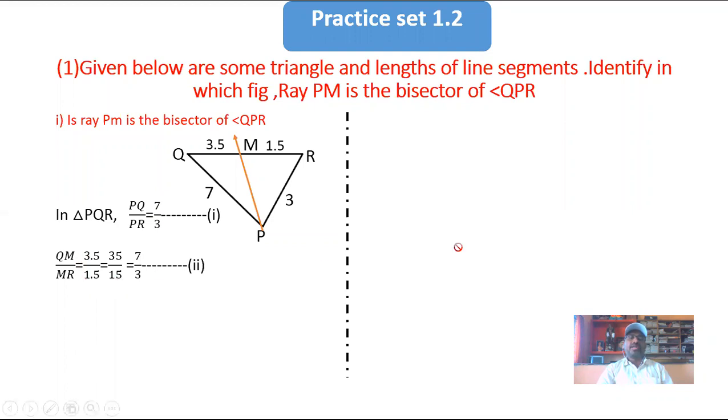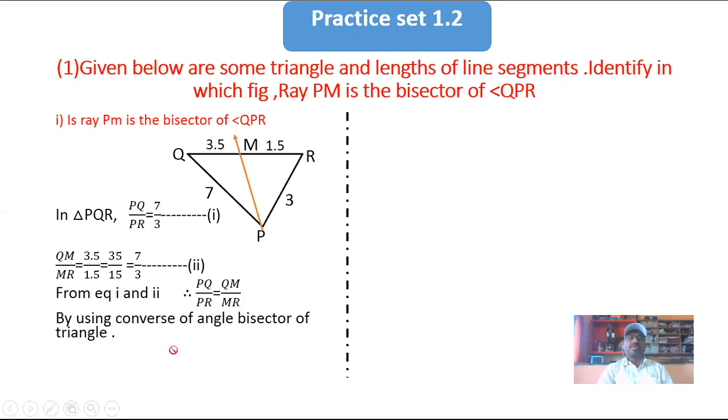Then by using the converse, from equations 1 and 2, PQ to PR is equal to QM to MR. By using the converse of the angle bisector theorem, when these two ratios are equal, ray PM is the bisector of angle QPR. Hence it is proved.